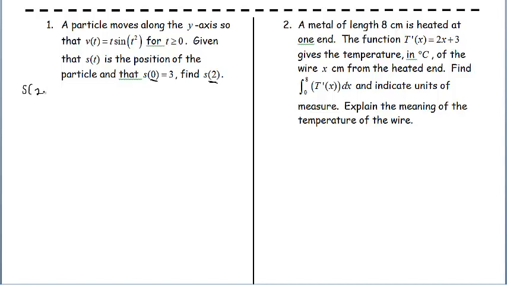So the position at 2 is going to be equal to the original position plus any change. We're going to get that from integrating the velocity equation from 0 to 2. I could have just simply put in this equation right here. This is a good time to replace S of 0 with 3 if you want.